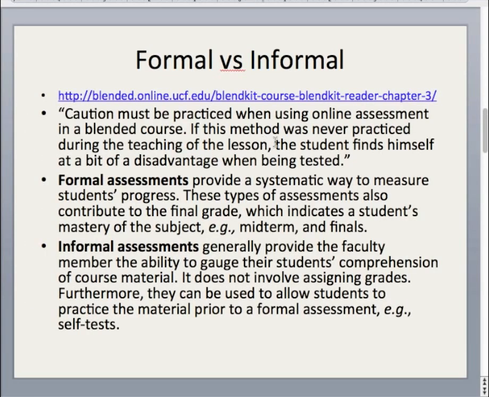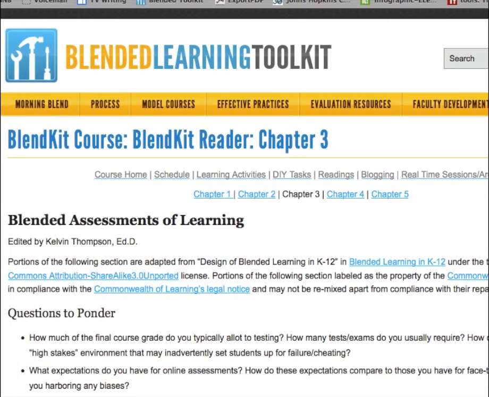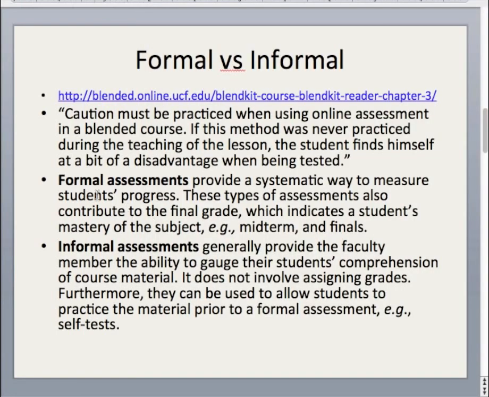before you jump in. So the formal versus informal, we're actually using the Blended Learning Toolkit that we looked at in week 2. It's an absolutely brilliant resource. I actually return to it quite often. Specifically looking at formal assessments as a way to provide systematic measurements of students' projects, and informal. Well, in blended, in fully online, what does that actually mean? How do we do that in fully online?